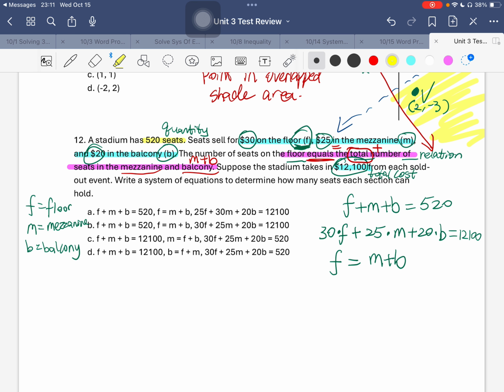Now I have three equations. Let's find it in our answer choices. Pick one from the answer choices.